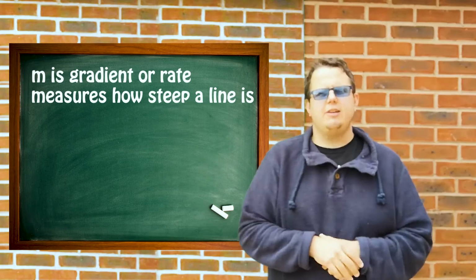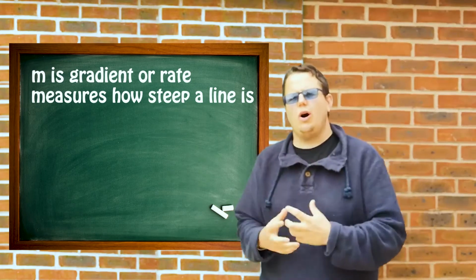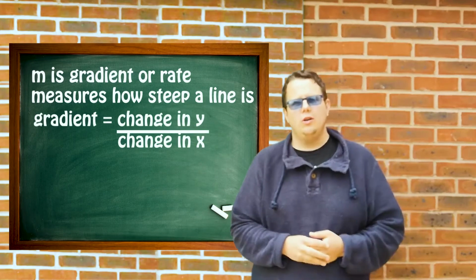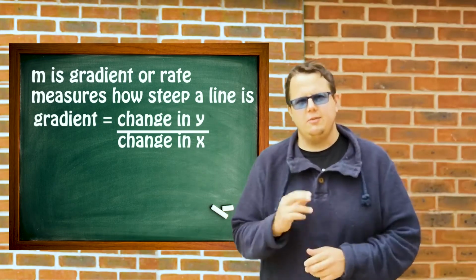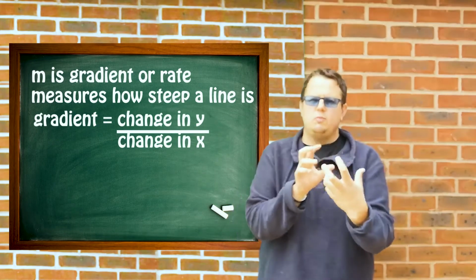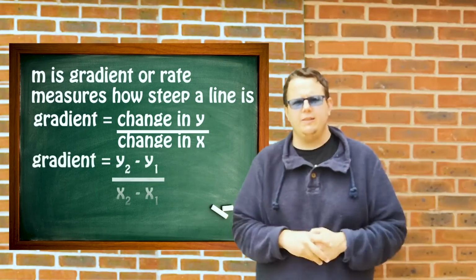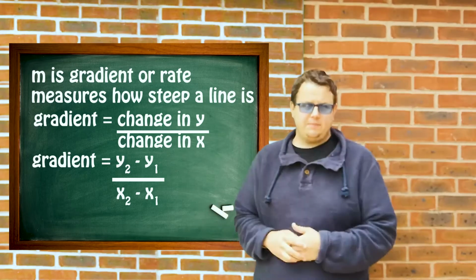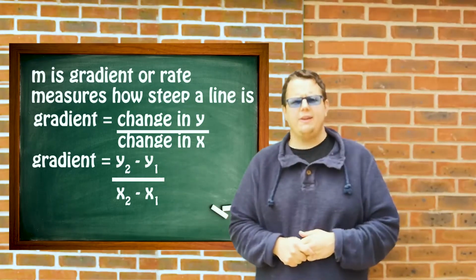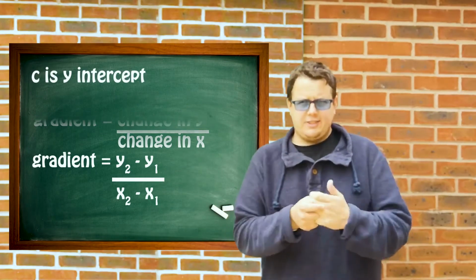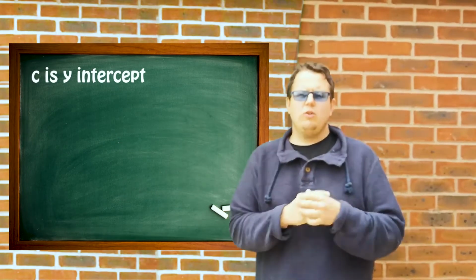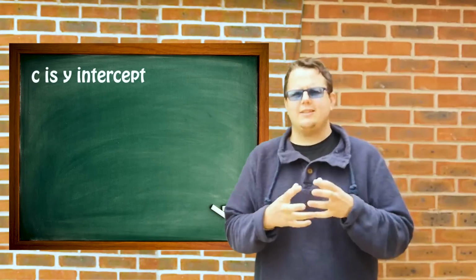It is calculated by dividing the change in y by the change in x, or we do y2 minus y1, where those are 2 points on our y-axis that are on our line, and x2 minus x1 is our change in x, dividing one by the other. Now c is our y-intercept, or the value of y when x equals 0.